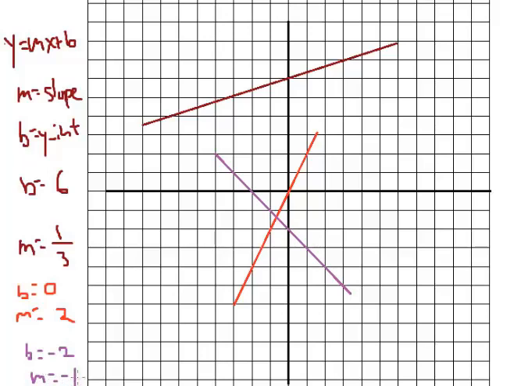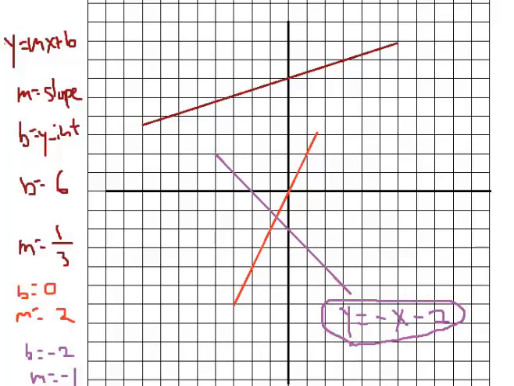Now, as soon as you have the slope and the y-intercept, you can write the equation for each one. Let's write the equation for the purple line. It's y equals mx plus b form. We know the m is -1 and the b is -2. So y equals -1x, which is the same thing as -x, plus b, which is -2. So this is the equation for this line down here, y equals -x minus 2.